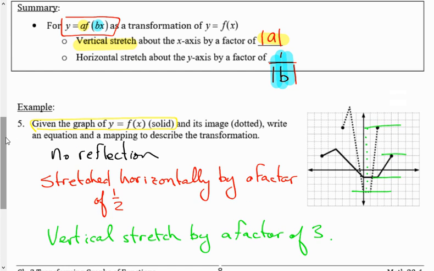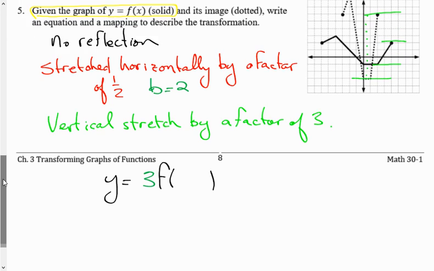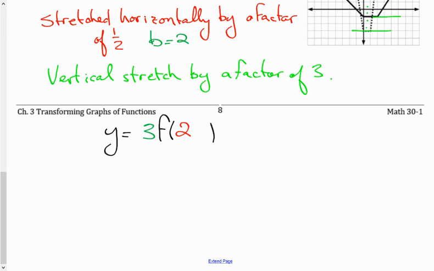Then I look up here again. If it's stretched horizontally by a factor of 1 over b, or absolute value of b, then I have a b multiplied to the x. So what goes in here is the reciprocal of that stretch factor. So if the stretch factor is 1/2, the reciprocal of that is 2, so that tells me my b value is equal to 2. So I'll have 2 times the x, and that will be the equation for the stretched function. Questions with that?